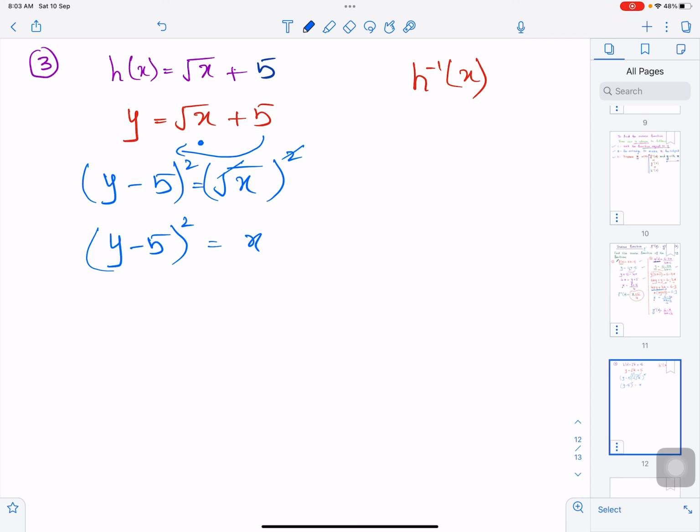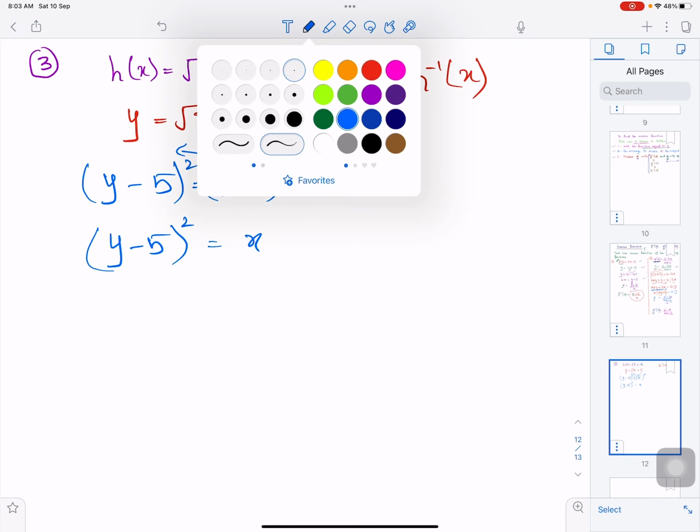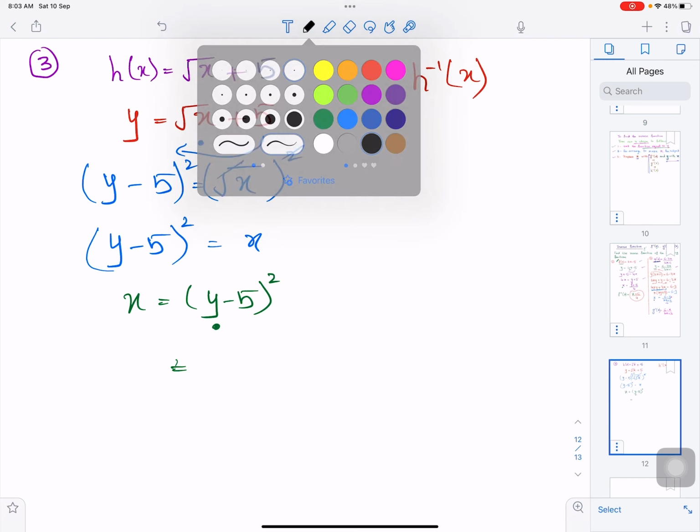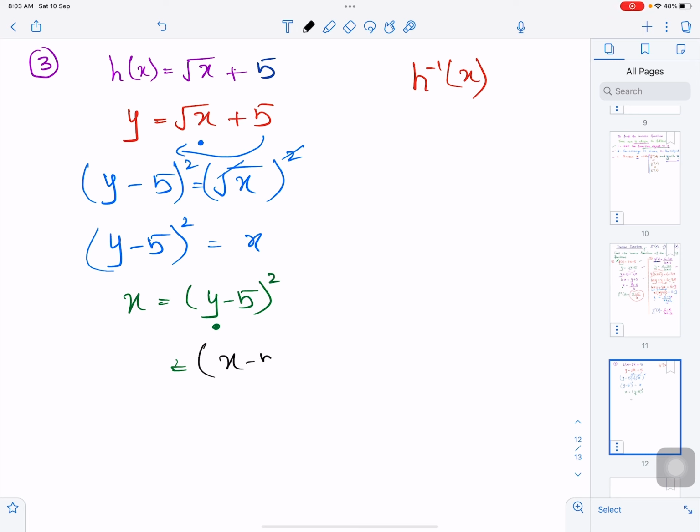So you have (y minus 5) whole square equals x. So I have made x a subject. Let me flip everything left to right and right to left. So it will become x equals (y minus 5) whole square. Now what is the third step? You remember? Replace y by x. And what will you replace x by?